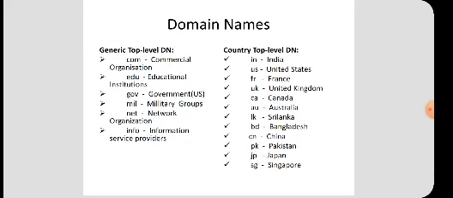What are country top level domain names? A country domain name always uses 2 characters, the country abbreviation. For example, google.in is for India, and google.us is for the US. Some country domain names: IN for India, US United States, FR France, UK United Kingdom, CA Canada, AU Australia, LK Sri Lanka, BD Bangladesh, CN China, PK Pakistan, JP Japan, SG Singapore.